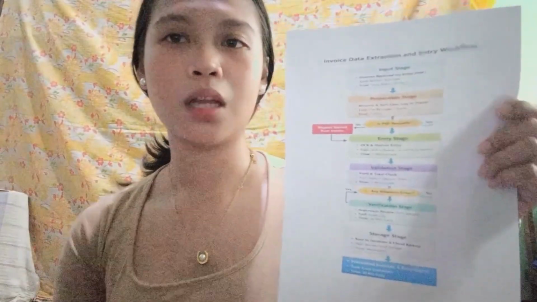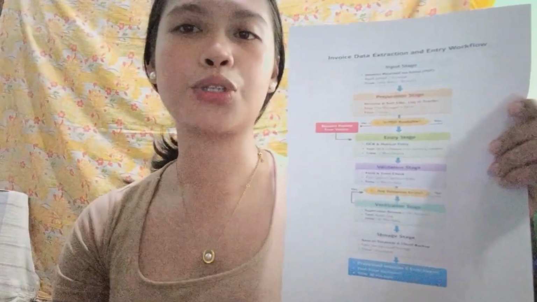So the purpose of the validation stage is to ensure accuracy before approval. Automated validation rules reduce human errors and ensure numerical consistency. For example, the total must match the sum of the line items. So this protects the company from overpayment or underpayment. This takes an estimated 2 minutes per invoice. The tool we use is the system validation rules.